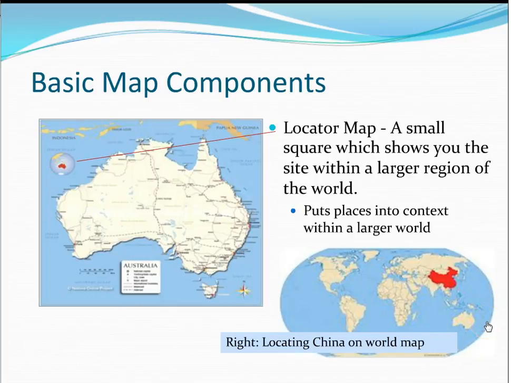On the bottom, this map is a locator map that shows where China is in relation to the rest of the world. And China is indicated in red. So that's also a locator map.